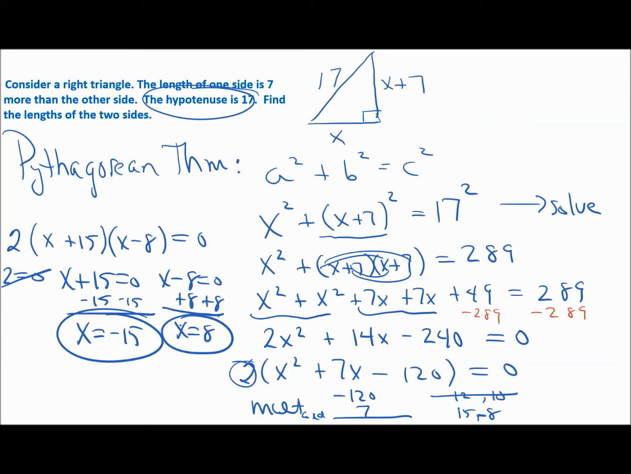Okay? And so x is negative 15 is the length of a side, which doesn't make any sense. So that solution is out. X equals 8 makes sense. Okay, so that means in red, let's try this. This side is 8. Now this side is x plus 7, which is 8 plus 7, so that side is 15. And then the hypotenuse is 17. So this is an 8 by 15 by 17 right triangle. I hope this helps.